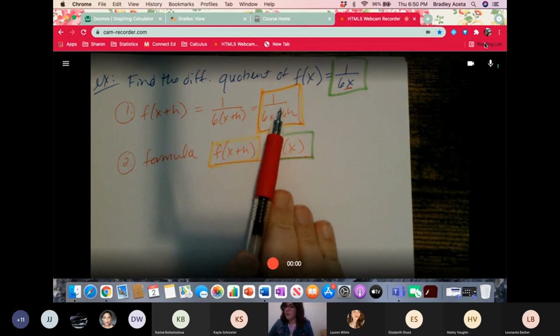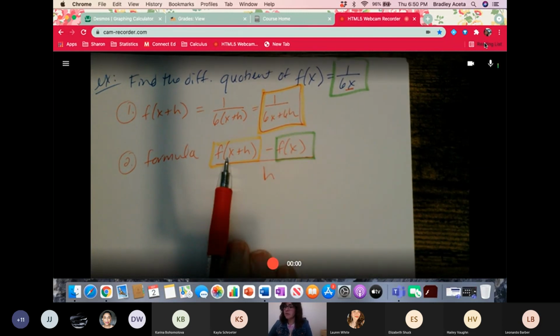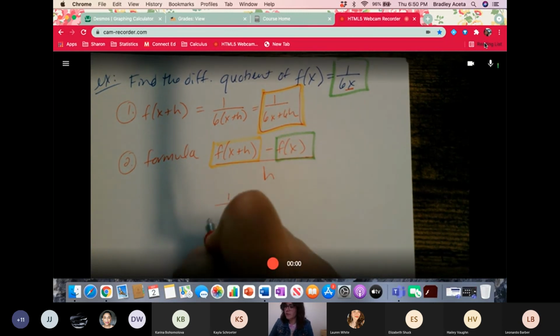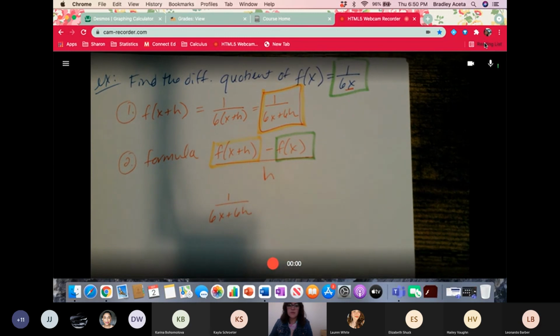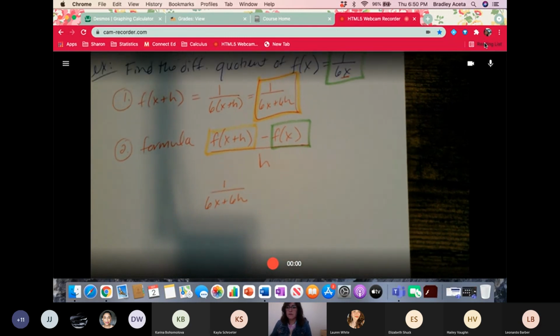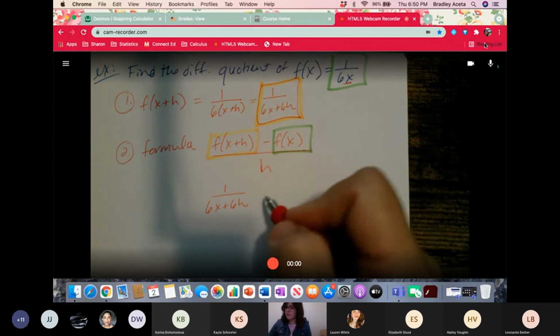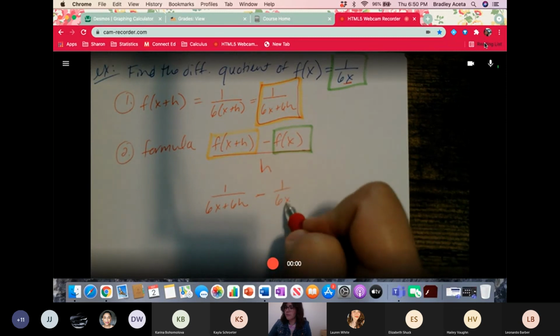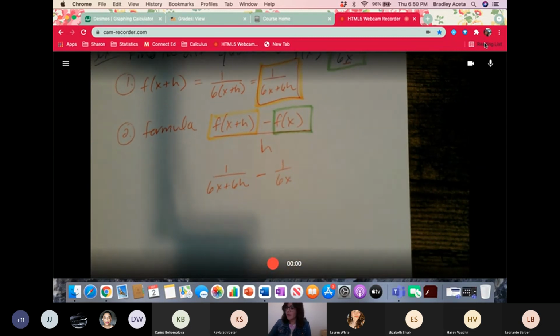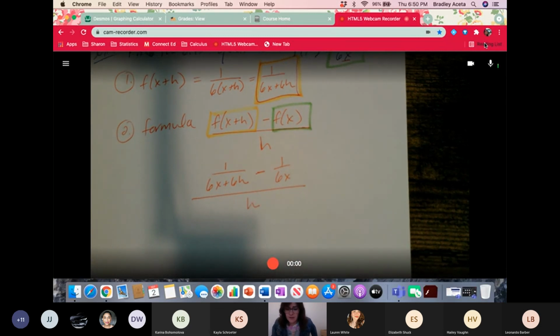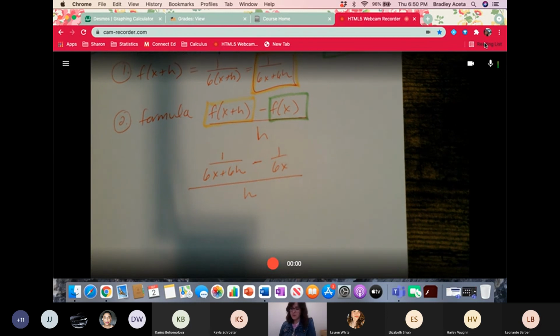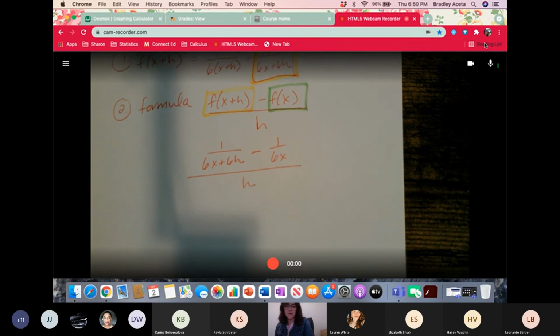All right, so I'm going to put this right here into the orange box. So 1 over 6x plus 6h. This green goes into that green box. 1 over 6x. And then the whole thing's over h. Now, you would think, oh, can I just be done? No. You have to, unfortunately, find common denominators and clean this up, which is probably the worst part of this problem. The algebra part is the worst part of this problem.